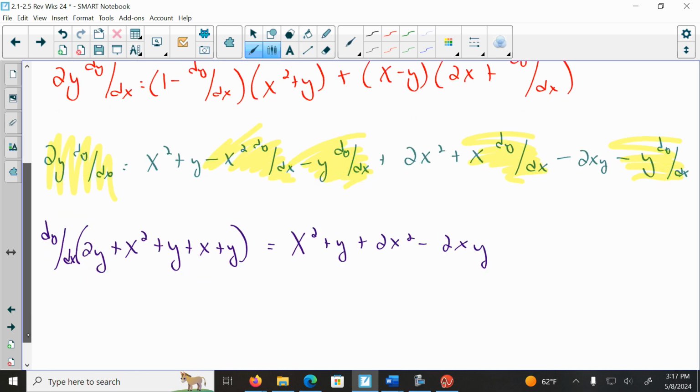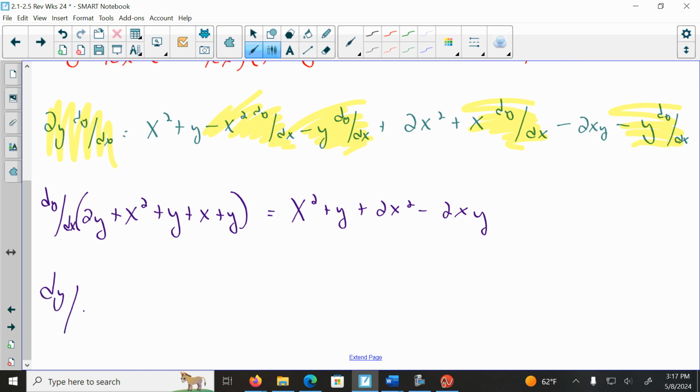So I'm going to combine my like terms over here. I did not see that earlier. So I'm going to have these two. One, two, three. I have 4y plus x squared. And then over here, I'm going to have 3x squared minus 2xy plus y.